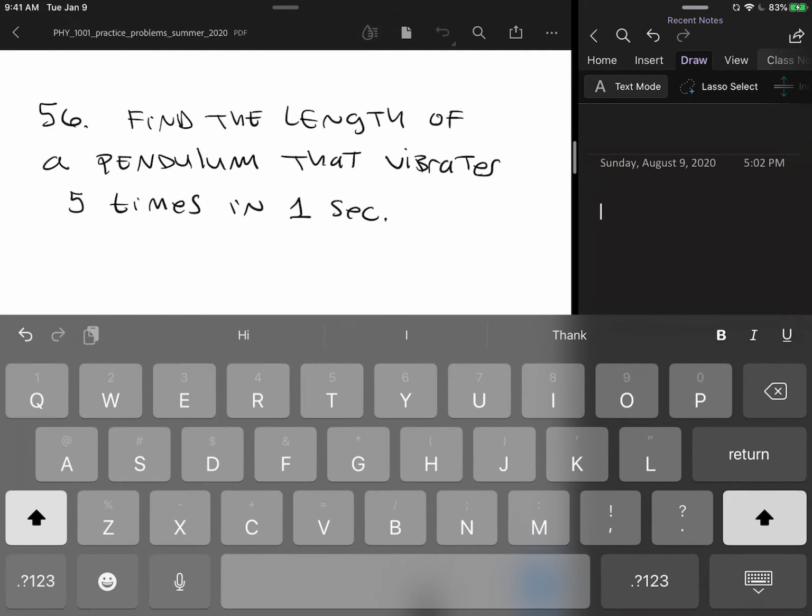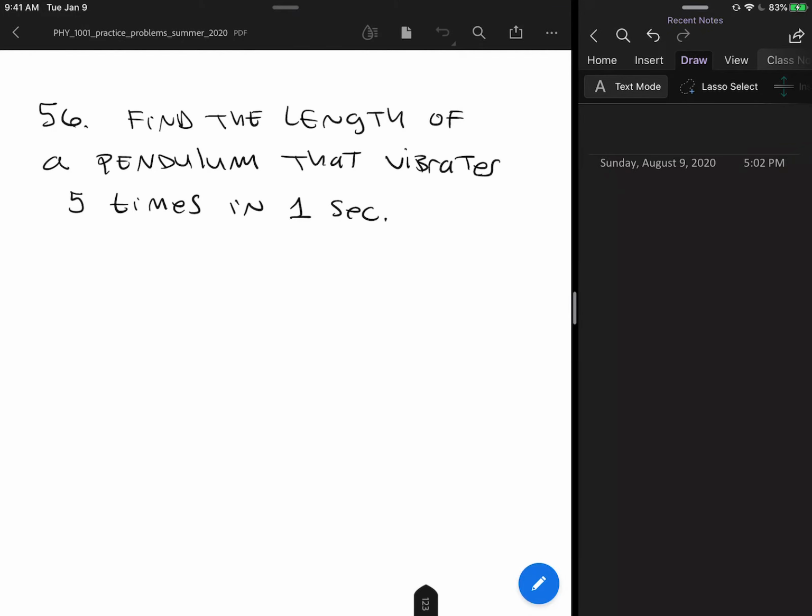This word problem says find the length of a pendulum that vibrates 5 times in 1 second. So go ahead and pause, try to solve this word problem, and when you're ready, check your answer.